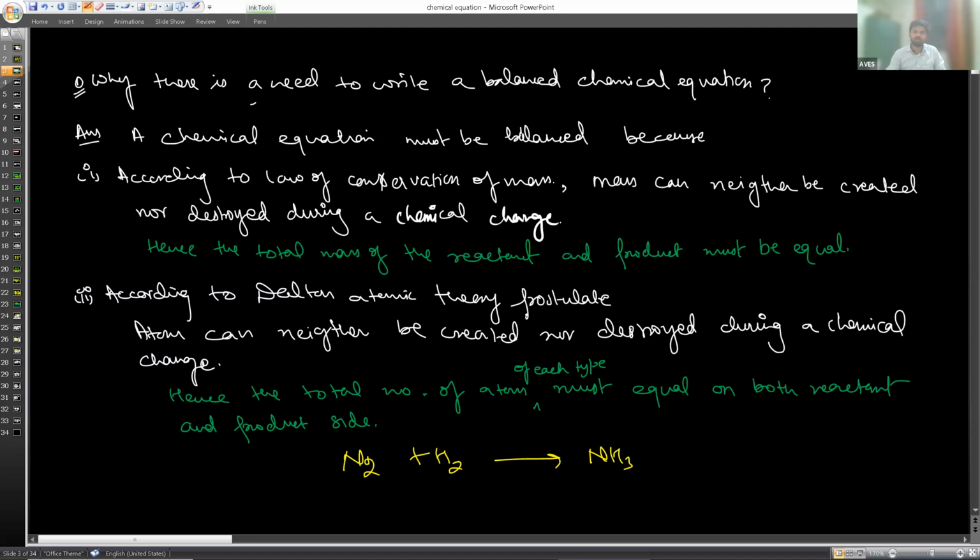So according to Dalton's theory postulate, atoms can neither be created nor destroyed during a chemical change. And the total number of atoms of each type must be equal on both the reactant and product sides. Have we noted the first and second point completely? Yeah. Let's move further.